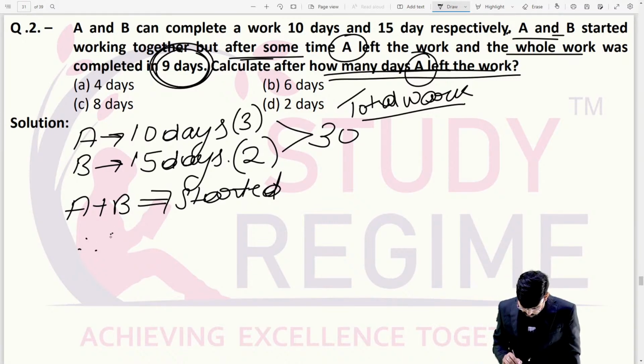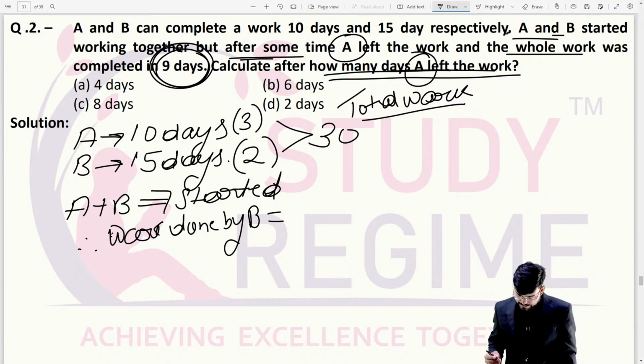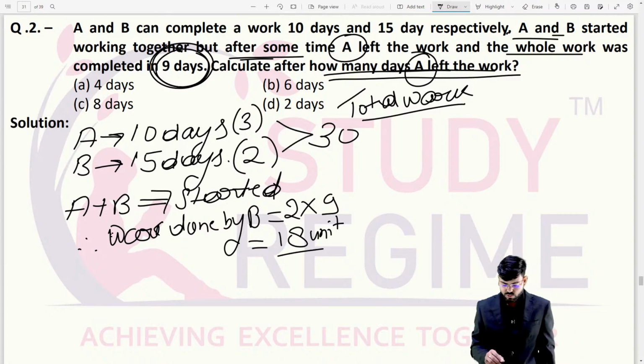So the amount of work done by B, in how many days? 9 days. In 1 day he is doing 2 units of work. In 9 days he will do how many units of work? 18 units of work. Total work was 30 units of work. 18 units of work is done by B.